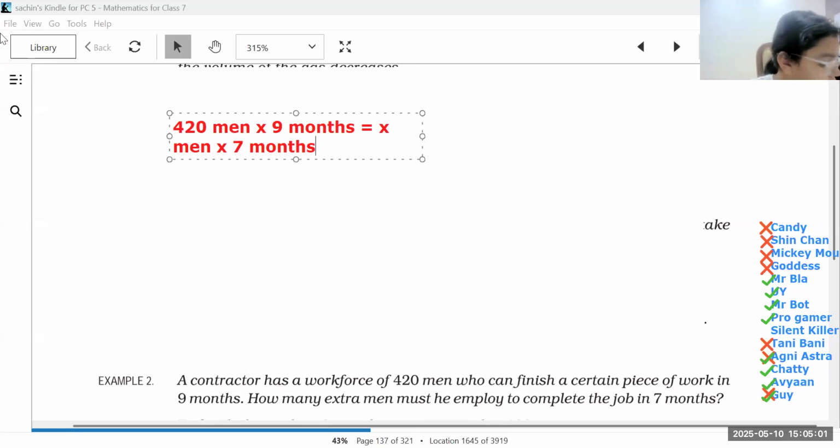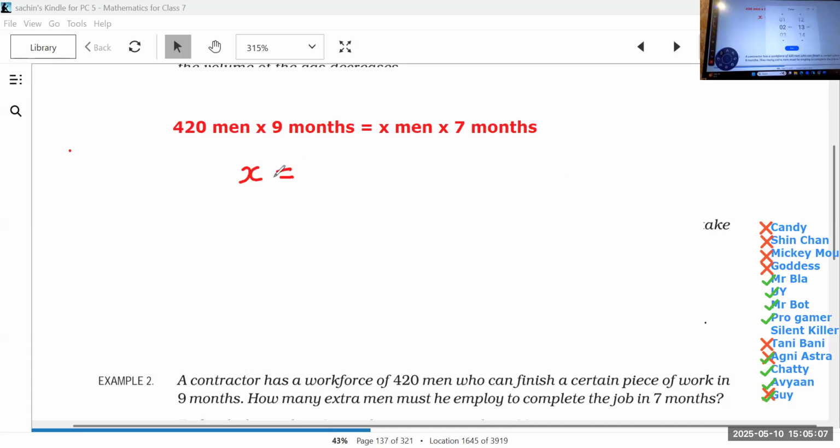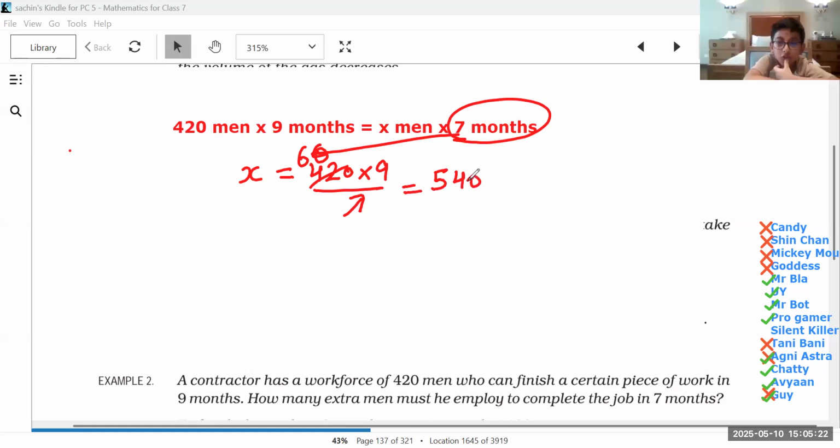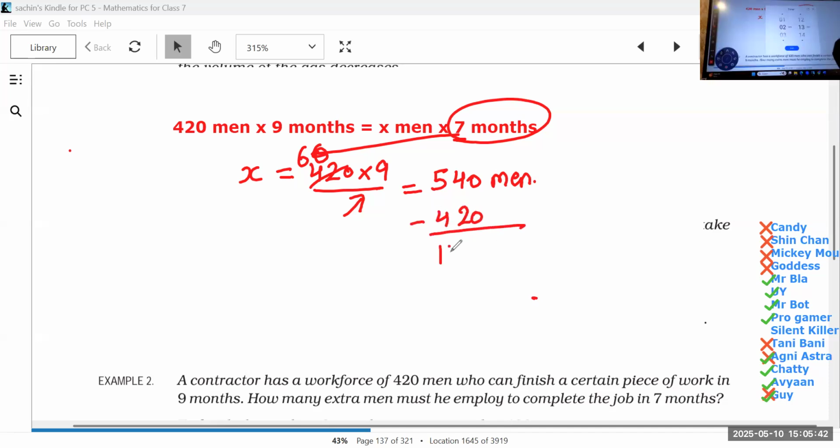Sir, 420 into 9 divided by 7. Yes, that is all. X will be equal to 420 times 9 divided by 7, because this 7 will come in the denominator. So you will get 540. So there will be 540 men required. Beta, let me complete. So 540 men required. How many extra are required? Minus 420. That will be equal to 120 extra men.